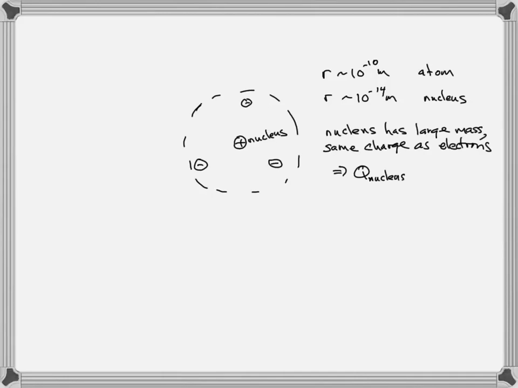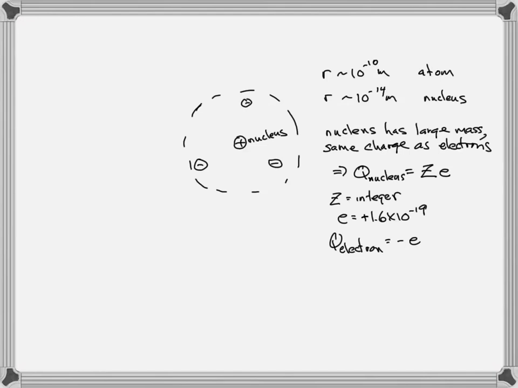The radius of an atom is around 10 to the minus 10 meters, and the radius of a nucleus is around 10 to the minus 14, 10 to the minus 15 meters, depending on which size nucleus, whether we're talking about a helium atom or a uranium atom. Just writing some things down, the nucleus has a large mass, and it has positive charge, right? The electrons are negative. So the charge of the nucleus is written as some integer multiple of the charge of an electron. So Z is an integer and e is positive 1.6 times 10 to the minus 19 coulombs. So this is Rutherford's classical model of the atom.